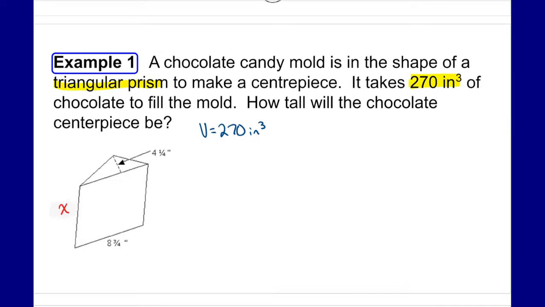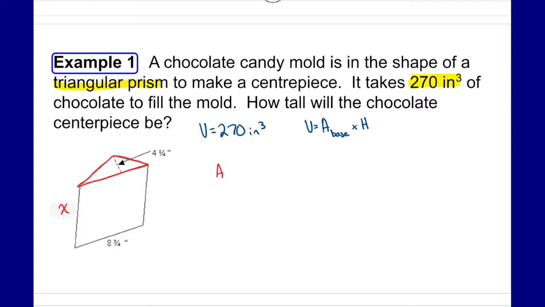So what do we do next? What else do we need? Well, because we're dealing with volume, we probably want the volume formula. So in the volume formula, in our case, is the area of the base multiplied by the height. Well, we don't know the height, but we do know the area of the base. Right? The area of the base is the area of this triangle. And we have enough information to find that area.